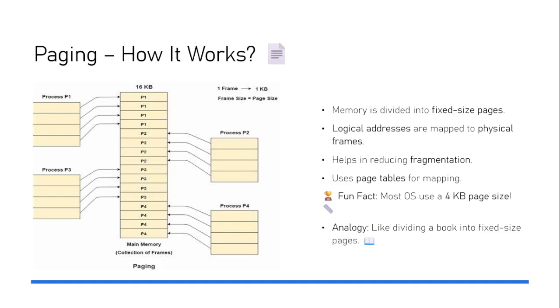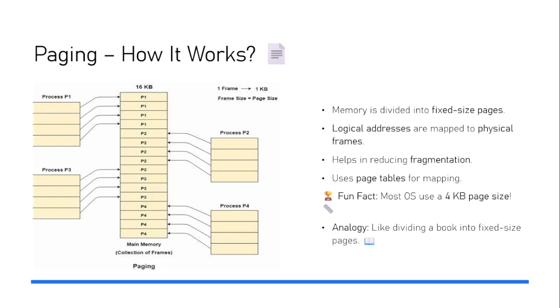Now I'll talk about page tables. The page table is a key component of paging. It stores the mapping between logical addresses, that is virtual memory, and physical frames, that is RAM allocation. Whenever a process requires memory, the OS checks the page table to locate where the data is in physical memory. To speed up this process, modern computers use the translation look-aside buffer, that is TLB, which is a small but fast cache that stores recent page translations.